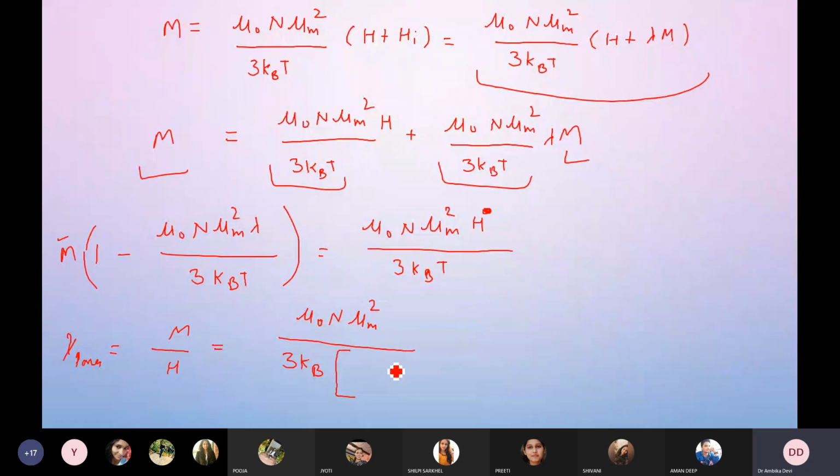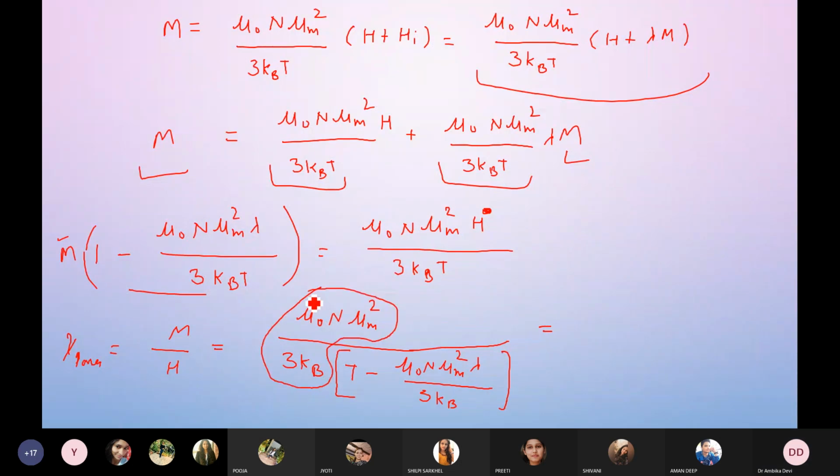The T we will take inside, this term we will take down into the division, and T we will take inside. So this will become T minus mu naught N mu M square lambda divided by, T cancels with T, so this will be 3 kB. Okay, right? So now tell me, what is this? Mu naught N mu M square upon 3 kB. What is this?